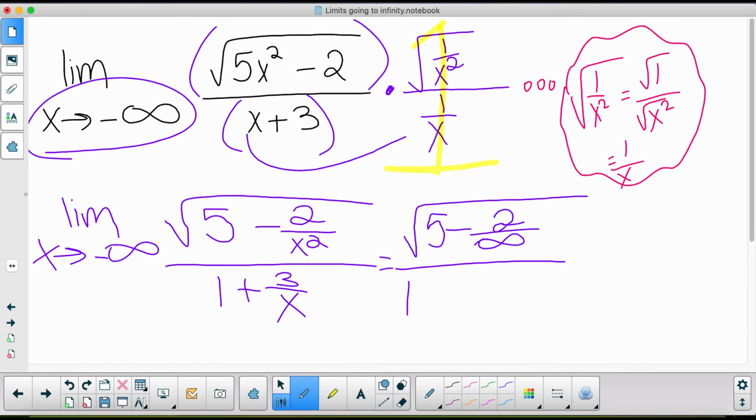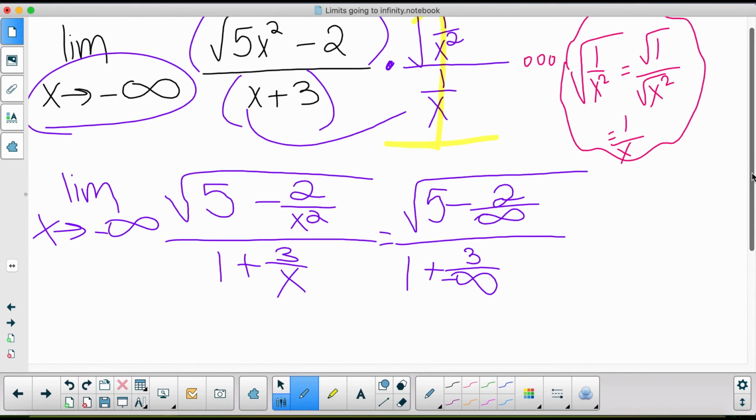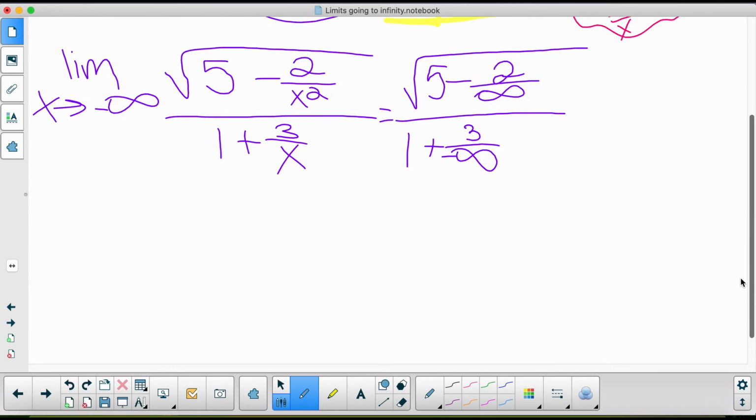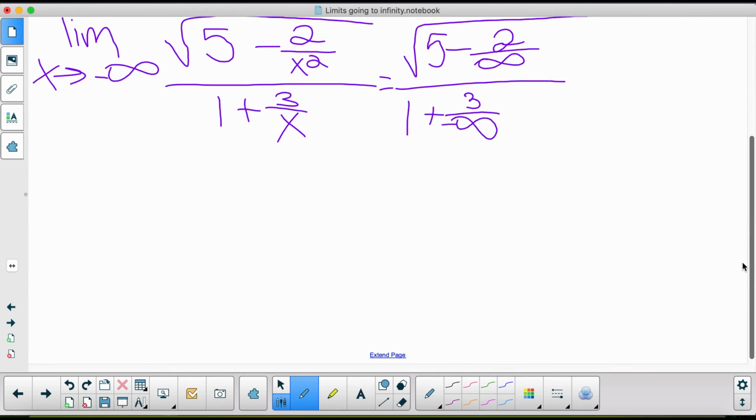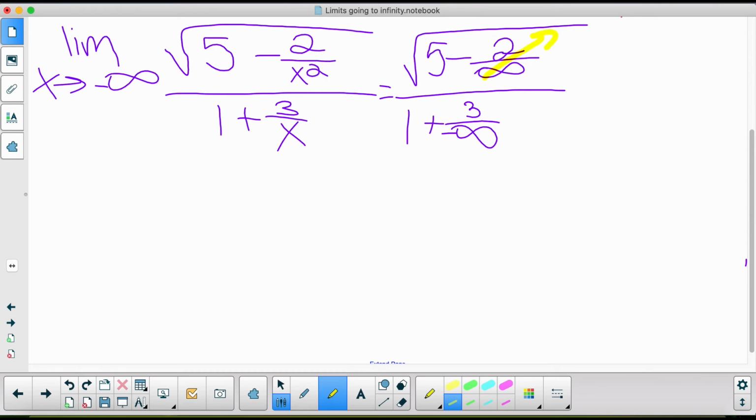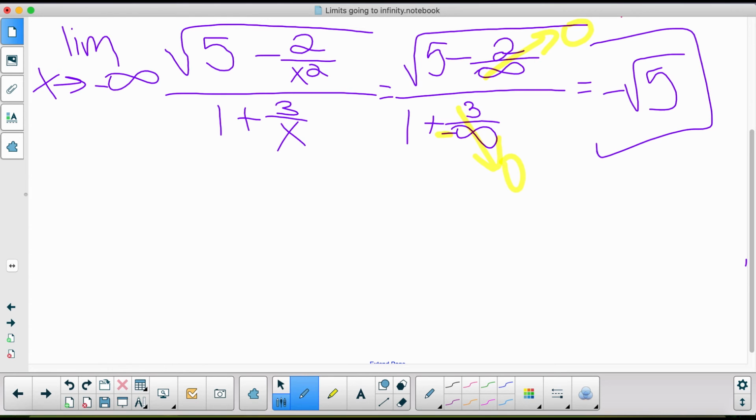1 plus 3 over negative infinity. So what we have here is this guy's going to 0, and this guy is going to 0. But this guy is going to 0 from the negative side. Because this is coming from the negative side, this negative is going to stay with our problem, so this answer is actually negative square root of 5.